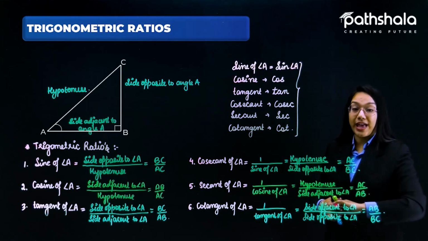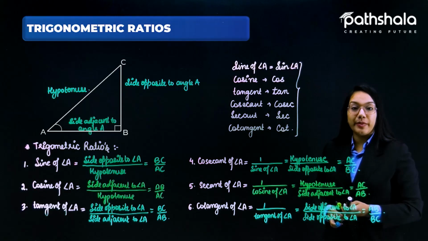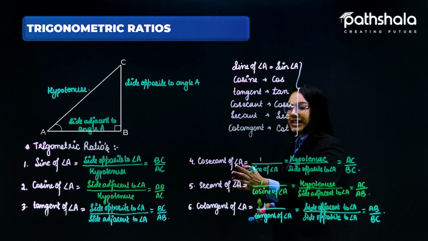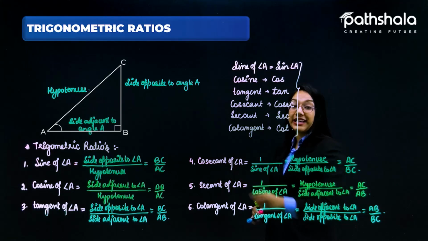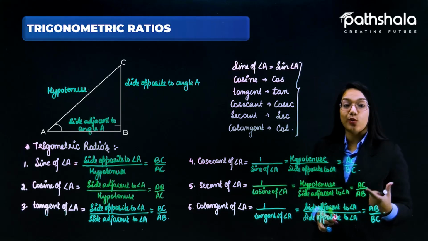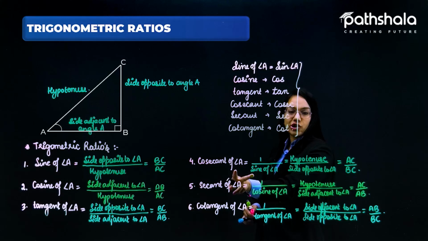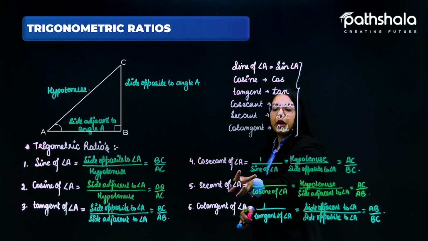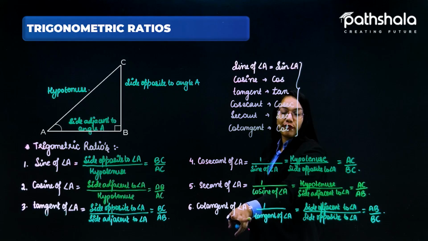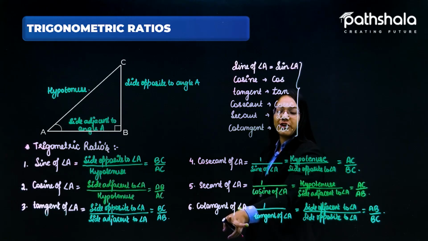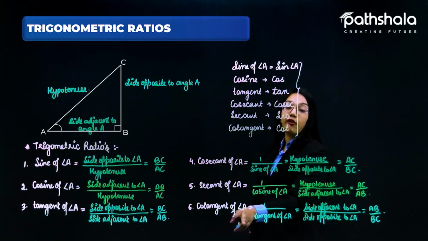And furthermore, here you can see a relationship between the cosecant and the sine. Cosecant, or cosec, and sine are reciprocal of each other. Further, secant and cosine are again reciprocal of each other. Further, tangent and cotangent are the reciprocal of each other. So you can see from this particular relationship that they are reciprocal of each other.